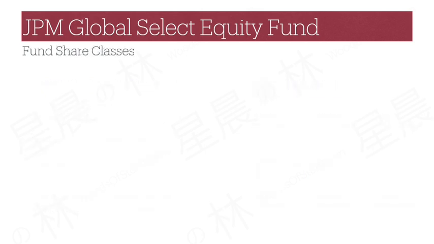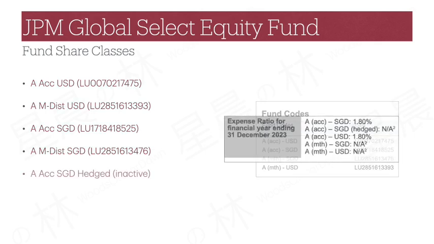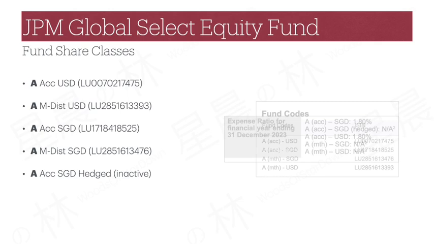Now let's take a look at the share classes available for the JPMorgan Global Select Equity Fund. On the JPMAM Singapore Retail Investor website and in the fact sheet, there are 4 share classes listed. The A Accumulation US dollars, A Monthly Distribution US dollars, A Accumulation Sing dollars, and A Monthly Distribution Sing dollars. Additionally, in the PHS, there is yet another A Accumulation Sing dollars hedged share class listed, which appears to be inactive and not yet launched. As you probably gather by now, A is the alphabet for retail share classes for JPMorgan mutual funds.